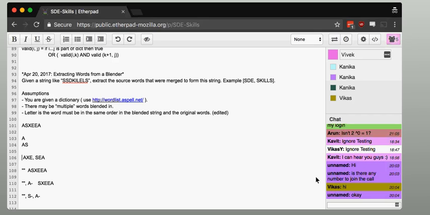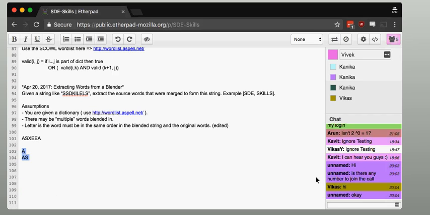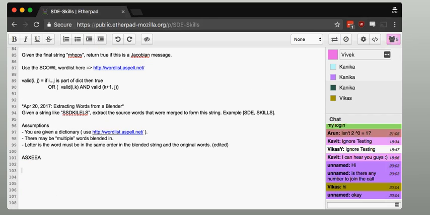Yeah. So let me just walk through this approach. I think what you suggested makes sense, Vikas. But here is how I was thinking of it. I'm going to maintain essentially a set of word prefixes, and I want to keep this thing of remaining letters. So in the beginning it is just empty, comma, ASXEEA, correct?